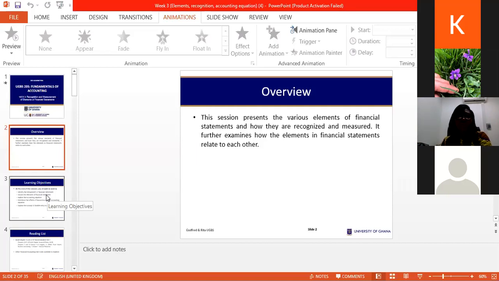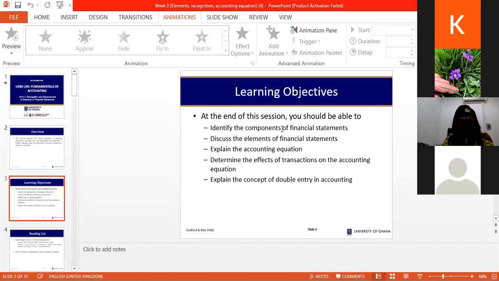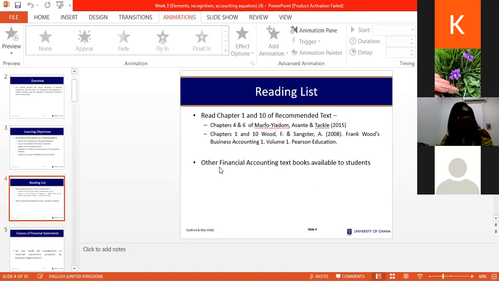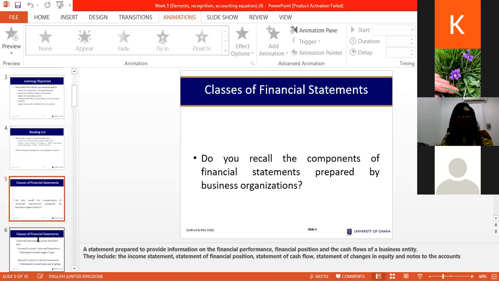Okay, so we want to understand the components of financial statements. We are going a bit more in detail. We want to discuss the elements and look at the accounting equation, the effect of transaction, and also explain the concept of double entry. As usual, we have our reading list. Please refer to it for further clarification and understanding. And so, yes, we'll recall the components of financial statements.